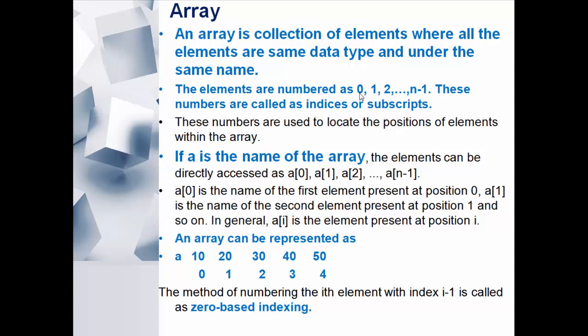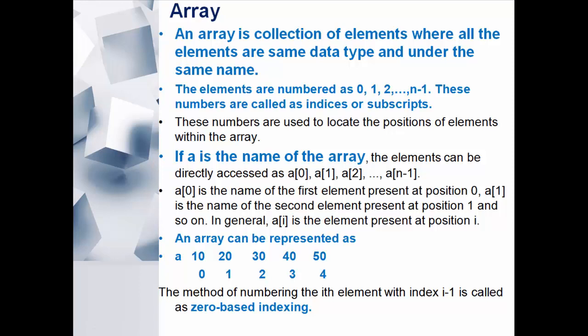I already told you that the array name is constant. At the time of declaration, I will take the array name. So here I am taking the array name as A, and within the array there are some elements, so those elements are directly accessed by using the subscripts like a of 0, a of 1, a of 2, and so on up to the last element, that is a of n minus 1.